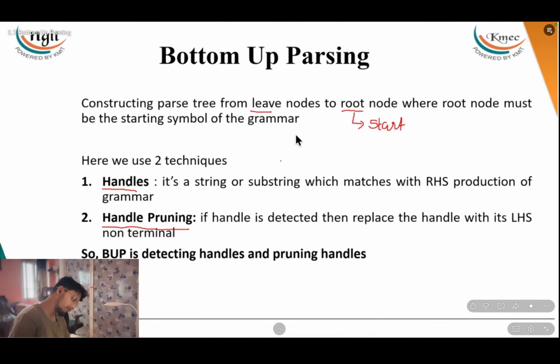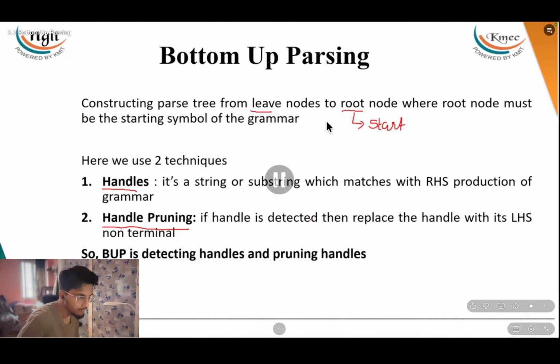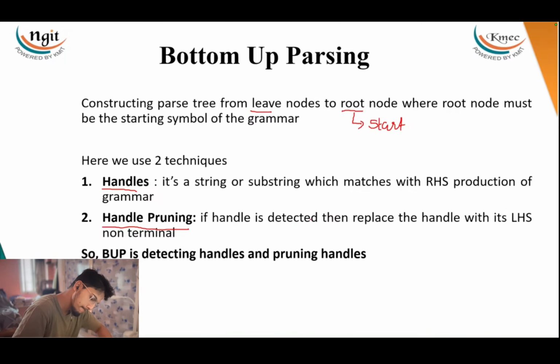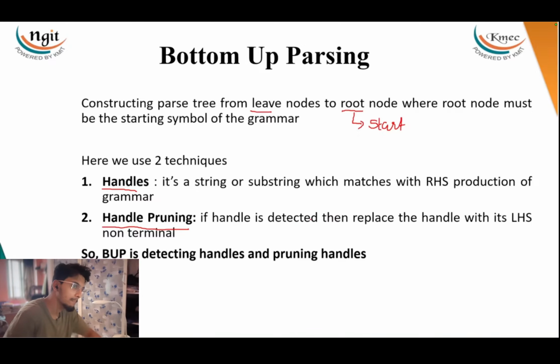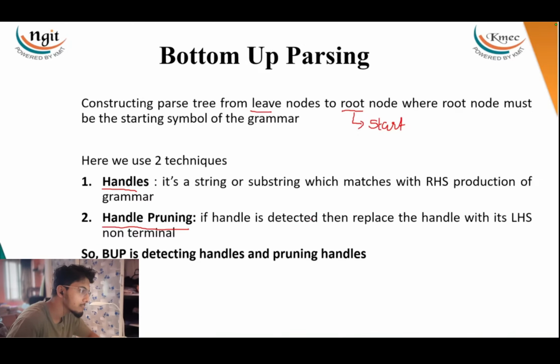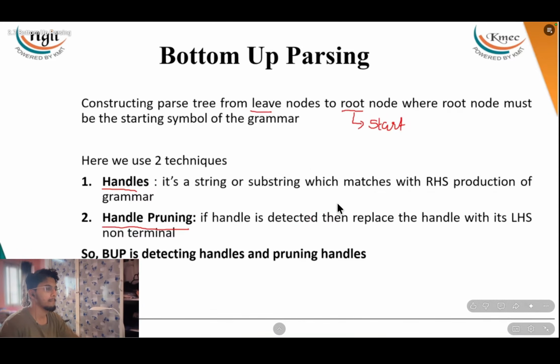Of course, we'll discuss this with examples. Handle pruning means that once the handle is detected, we have to replace it with the left hand side non-terminal. So bottom-up parsing is nothing but detecting the handles and pruning them to the non-terminal.